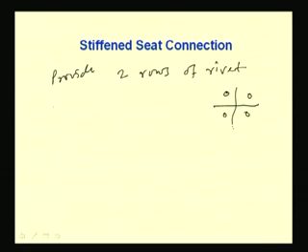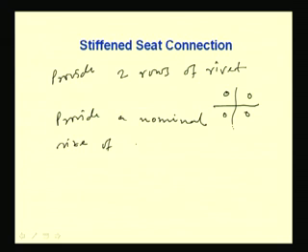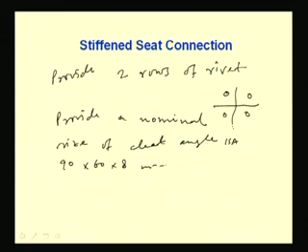Now, cleat angle we have to make. So provide a nominal size of cleat angle, say ISA 90 by 60 by 8. Okay. So cleat angle we are providing this 90 by 60 by 8, and we are providing this rivet to join the cleat angle between column and the beam. So if we draw the diagram, it will become like this.